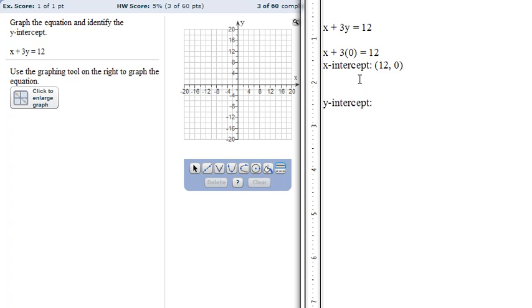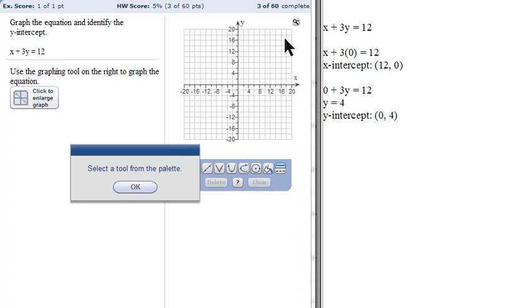For the y-intercept, once again, I substitute in 0 for x. I have the same equation, but the x turns into a 0. That gives me 3y equals 12. And of course 3 times 4 is 12, so y is going to have to be 4. So the y-intercept is 0, 4. Note, for the y-intercept, x is always 0, and for the x-intercept, y is always 0.